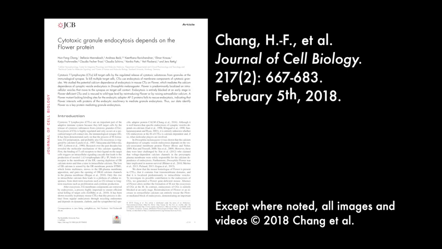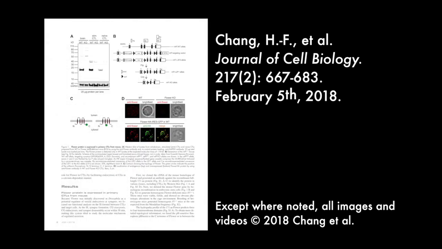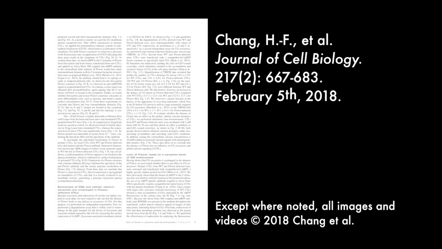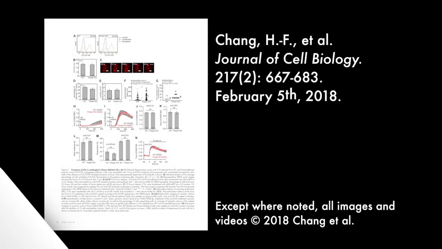So what do Rettig and colleagues want to investigate next? Well, the key question for us to look at is what is the identity of these flower-containing vesicles? What other components are on there? It might be, for example, that they contain other endocytic proteins like clathrin, which is also required at an early stage of endocytosis. For now, though, you can learn more about how cytotoxic granule endocytosis depends on the flower protein in the paper by Chang et al., published in the February 5th, 2018 issue of the Journal of Cell Biology.